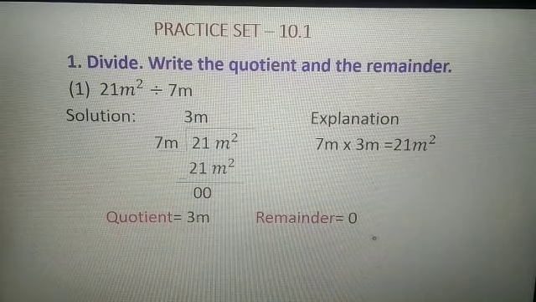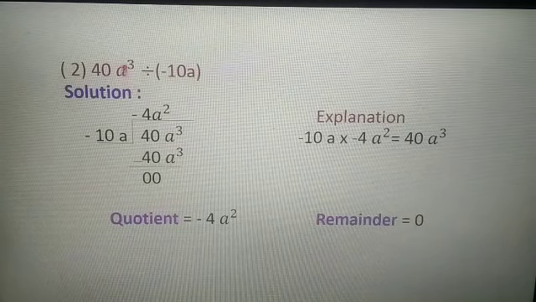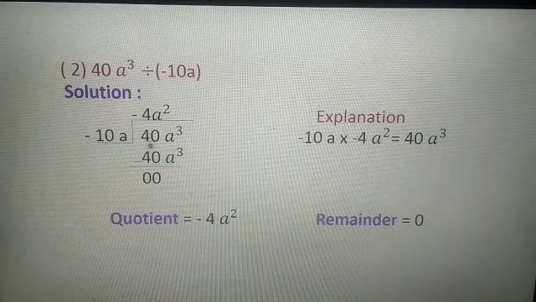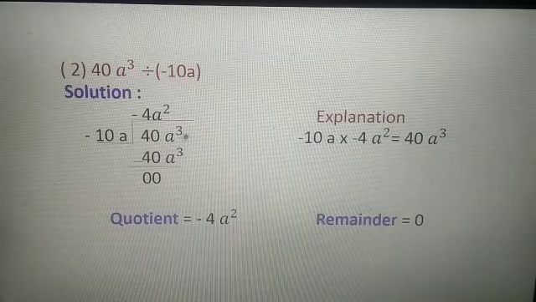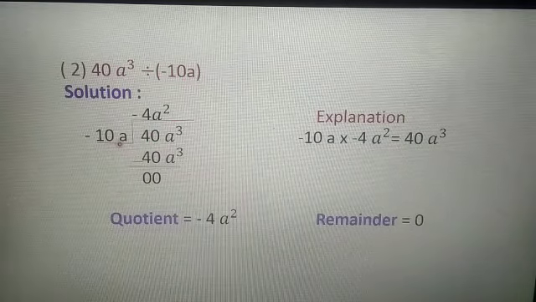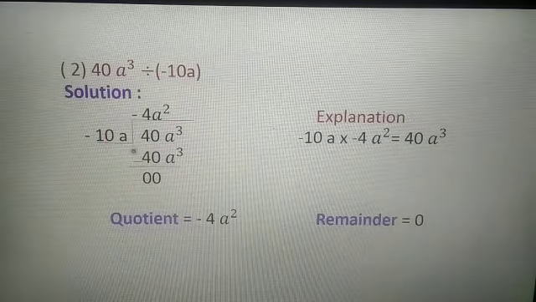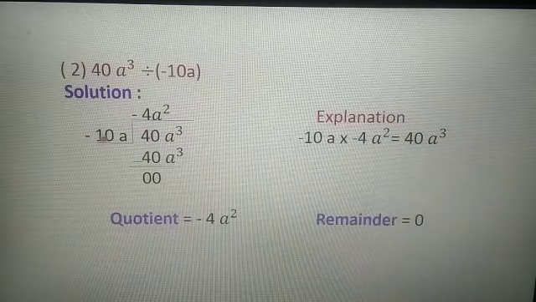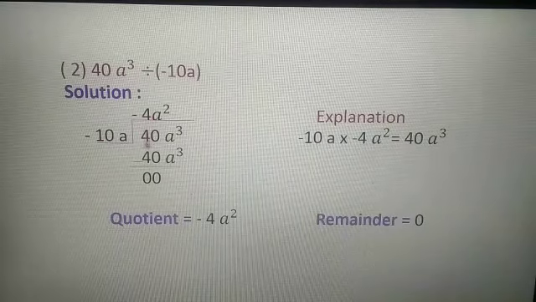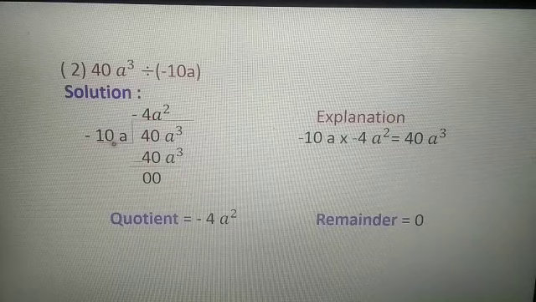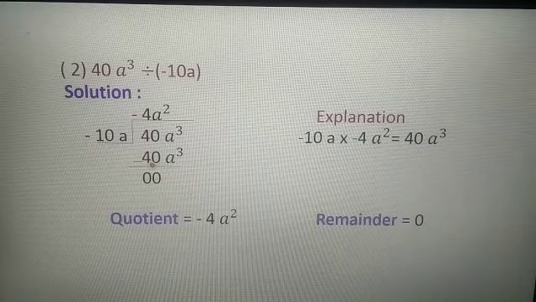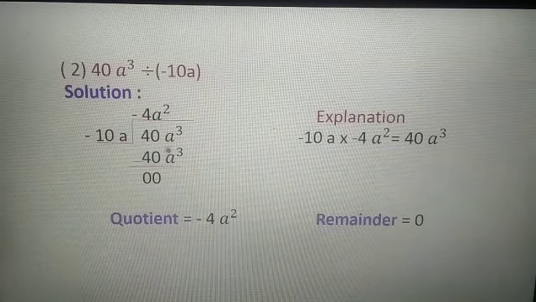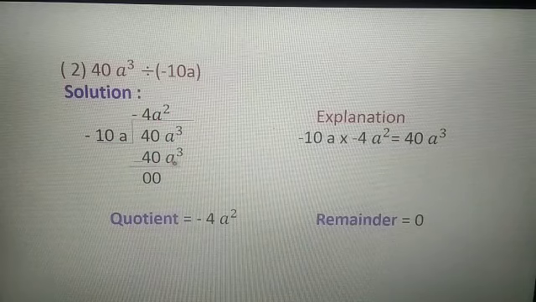In this way we will solve other sums also. The second sum is 40a cube divided by minus 10a. Again we write the dividend 40a cube inside and minus 10a as the divisor outside the division symbol. Now we want 40. Here is minus 10, so minus 10 is multiplied with minus 4, then only we will get 40. And a multiplied with a square means we get a cube. So in this way we get 40a cube.